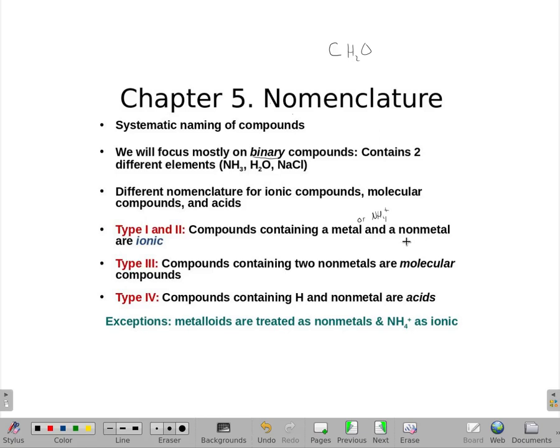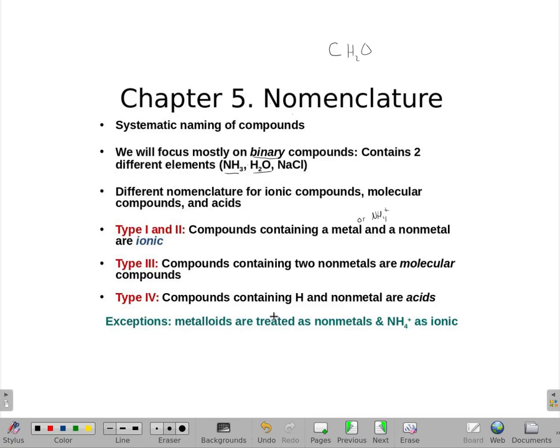And then type 3 are just two nonmetals. We're going to find those are typically easier to name, especially when they're binary, because even like NH3 or H2O, we really can just use little prefixes to say what they are. We'll see those in just a bit. And then our type 4 are acids. And we're going to see there's just two really different name rules for acids. There's only two different classes of acids.